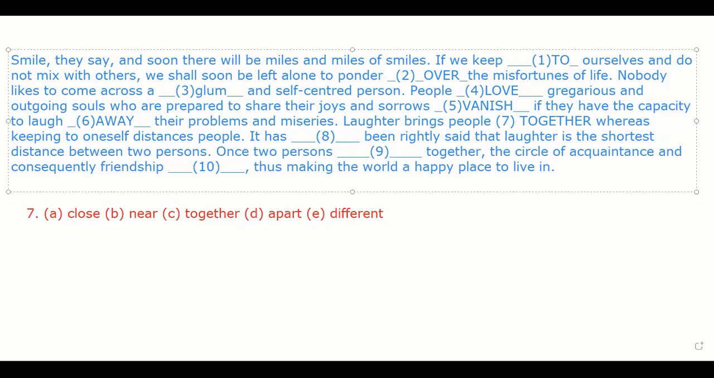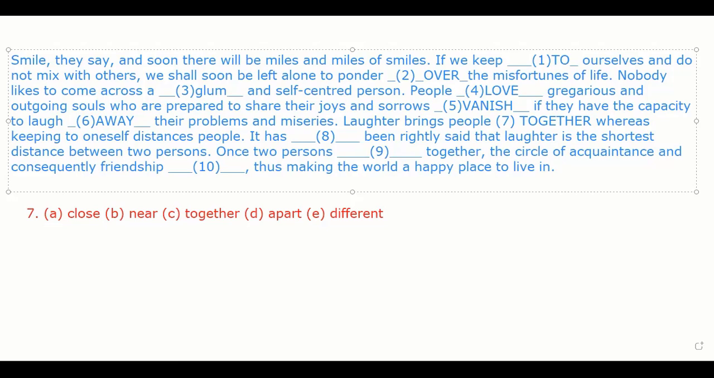They bring together because everybody wants happy people around, right? Nobody will want the people around them to be sad, it's like depressing. So that brings them more together. So laughter brings people together, whereas keeping to oneself distances people. Very good, thank you. So this seventh one, guys, very easy. Let's move on to the eighth one.